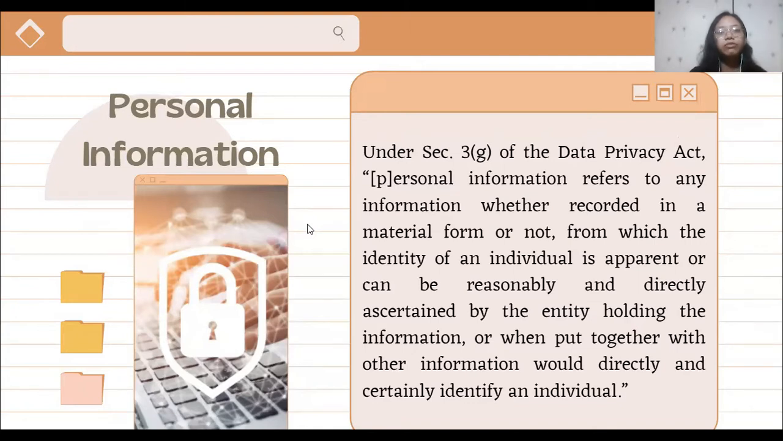Personal information refers to any information from which the identity of an individual is apparent or can be reasonably and directly ascertained, or when put together with other information would directly and certainly identify an individual. It is any information from which an individual's identity is apparent or can be fairly and immediately ascertained, or which, when combined with other information, would directly and absolutely identify an individual.